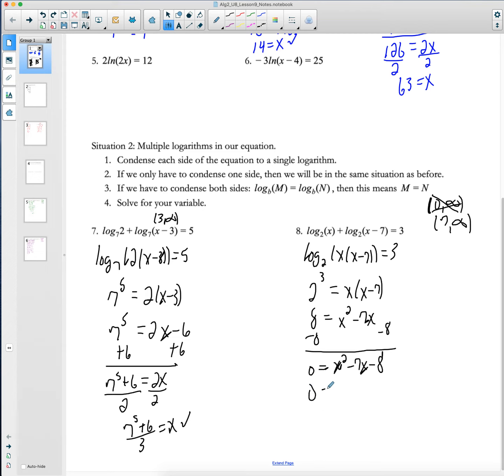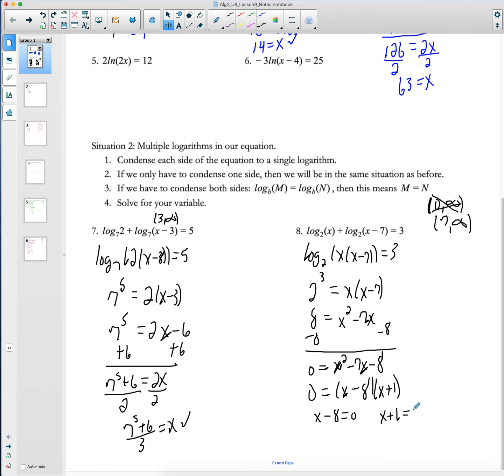If you were to factor this, I'm not going to go through our area model, but it would be x minus 8 and x plus 1. My computer is starting to slow down all of a sudden again. So then I would set each of those factors equal to 0. So x minus 8 would equal 0, and x plus 1 would equal 0.